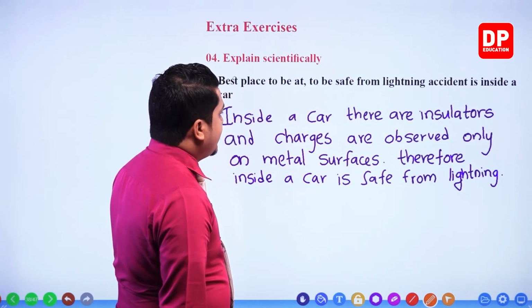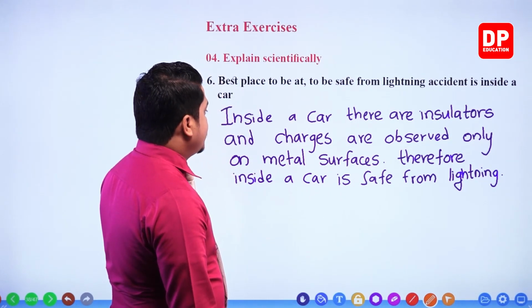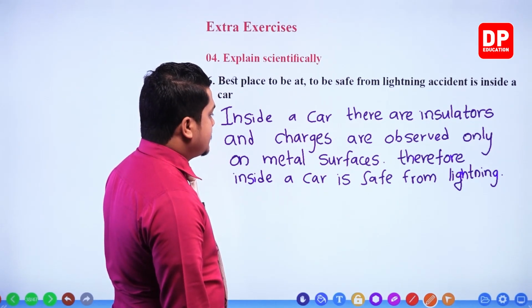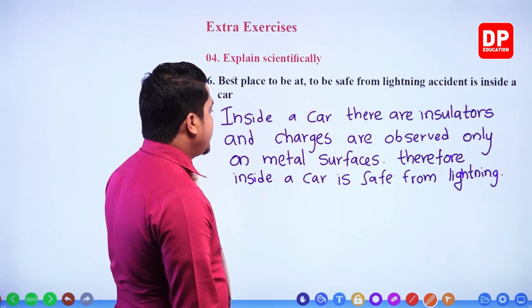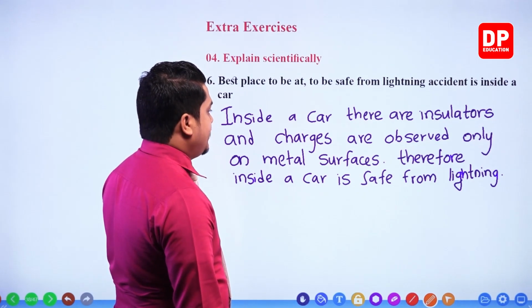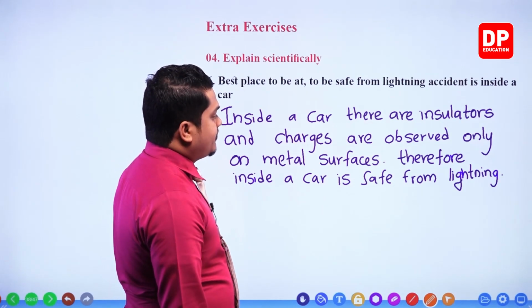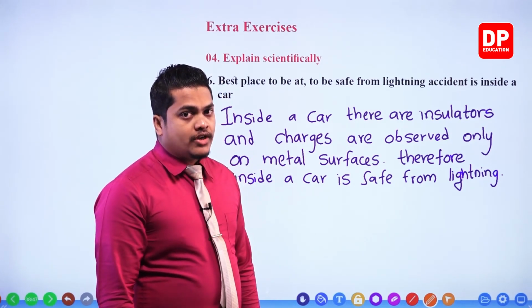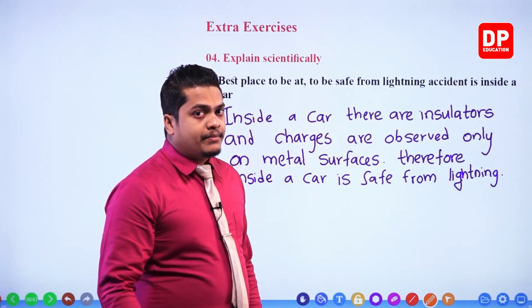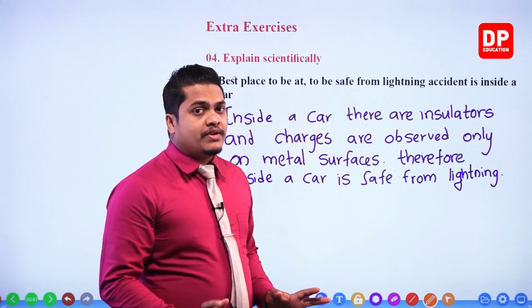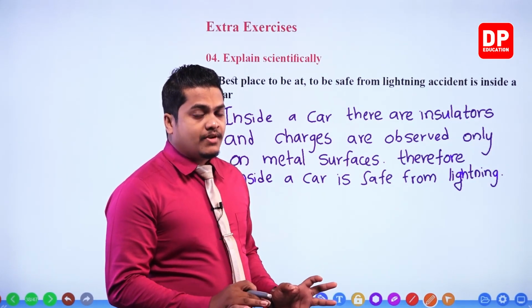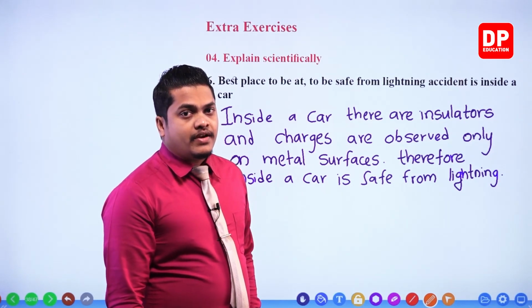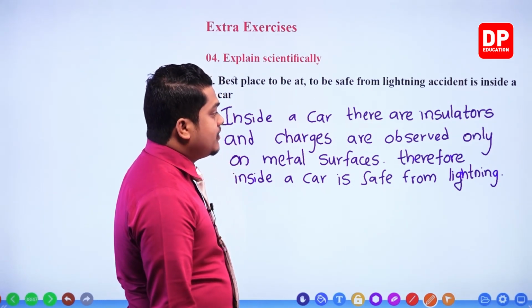Right. So inside a car there are insulators and charges are observed only on metal surfaces. Therefore, inside a car is safe from lightning. Right. Inside the car is safe from lightning, my dear children. Only on the outside surface we can observe the charges running here and there. Inside the car, because of having insulators, we won't be able to observe charges. However, within the metal parts there are, but inside a car we won't be able to observe charges because of having insulators. So inside a car is safe from lightning.